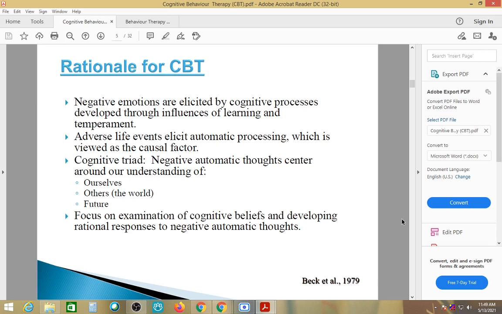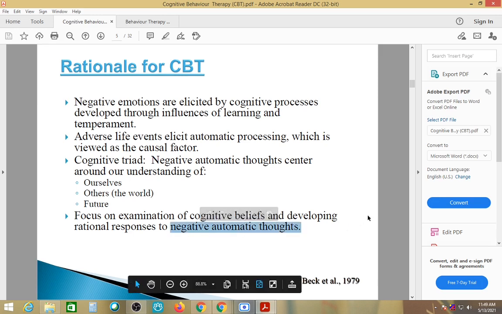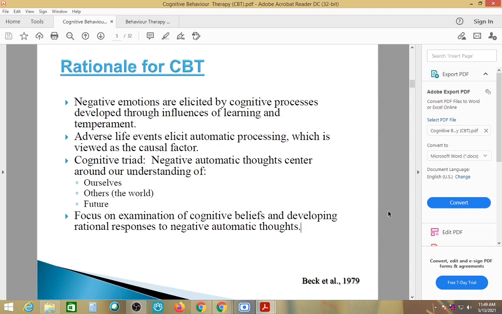Now, why do we see this word, negative automatic thoughts? Negative automatic thoughts are those thoughts. Why is it automatic? Automatically we think in this way, automatically we respond in this way, automatically we behave in this way. Why? Because our mind is already conditioned to behave like that.